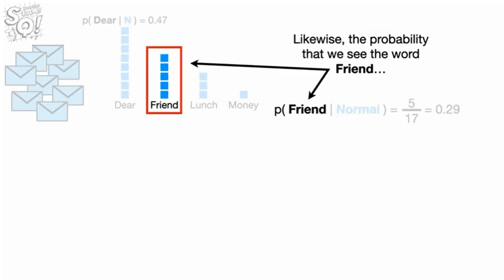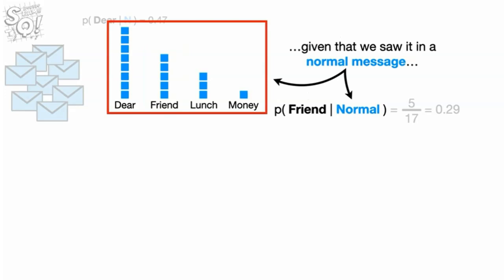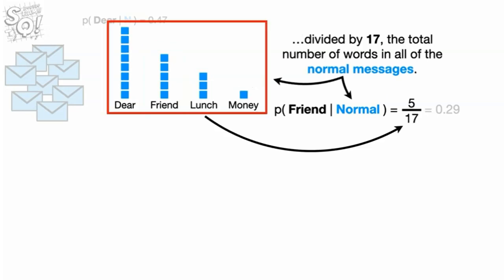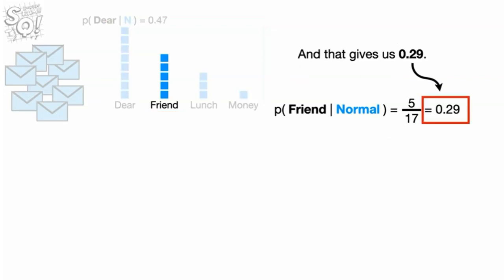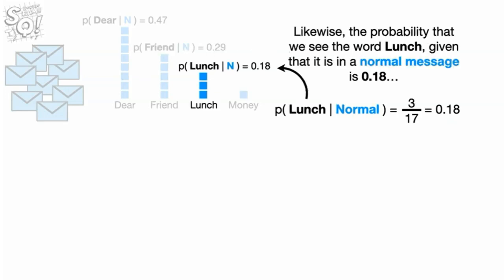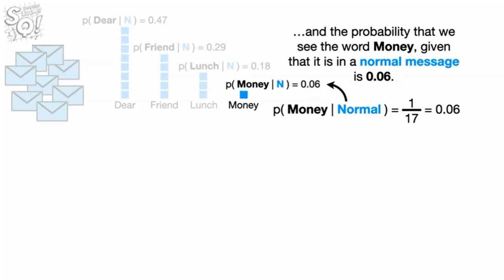Likewise, the probability that we see the word friend, given that we saw it in a normal message, is 5, the total number of times friend occurred in normal messages, divided by 17, the total number of words in all of the normal messages. And that gives us 0.29. So let's put that over the word friend so we don't forget it. Likewise, the probability that we see the word lunch, given that it is in a normal message, is 0.18. And the probability that we see the word money, given that it is in a normal message, is 0.06.